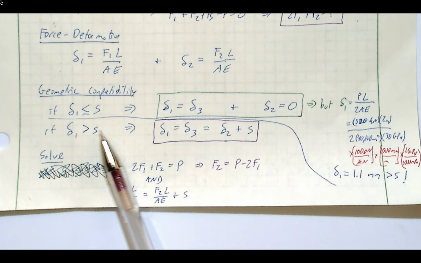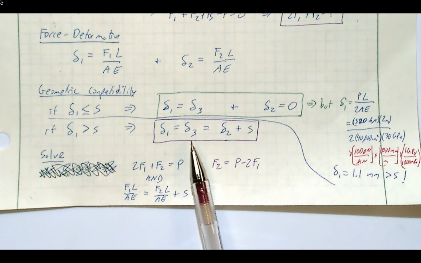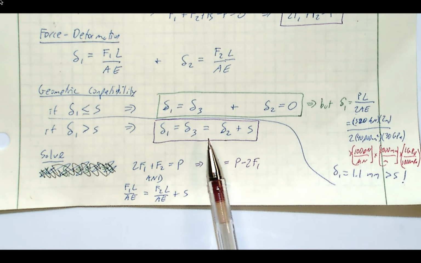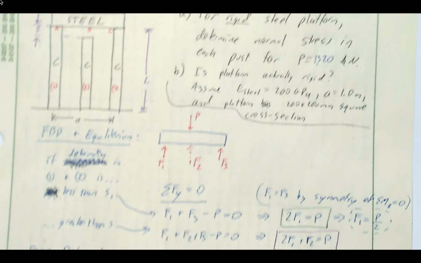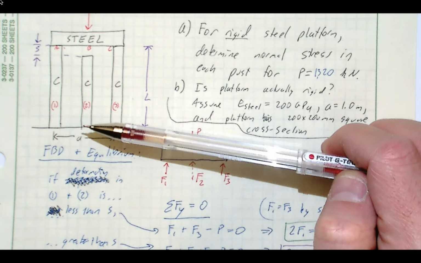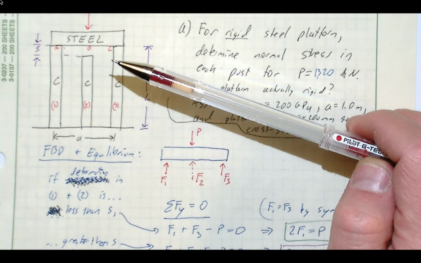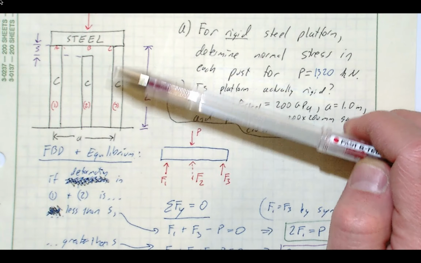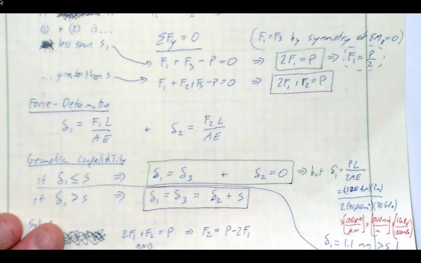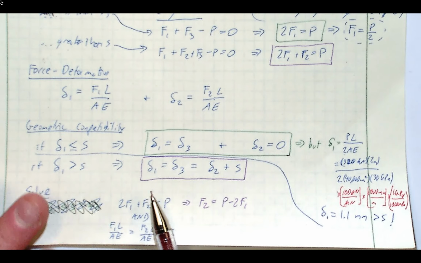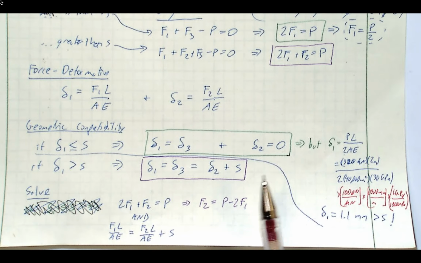So this is the case we have, and our deformations in 1 and 3 are both equal, which is equal to the deformation in 2 plus the gap. So member 2 doesn't start deforming until delta 1 has reached the S gap, and then delta 2 starts deforming. That's written in symbolic language here as delta 1 equals the gap plus delta 2. All right, so then we solve.